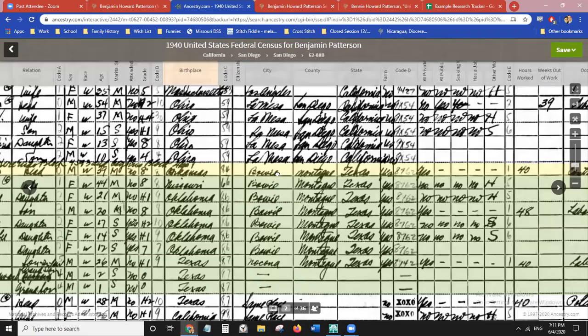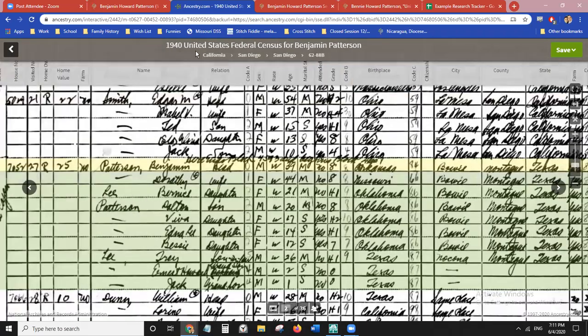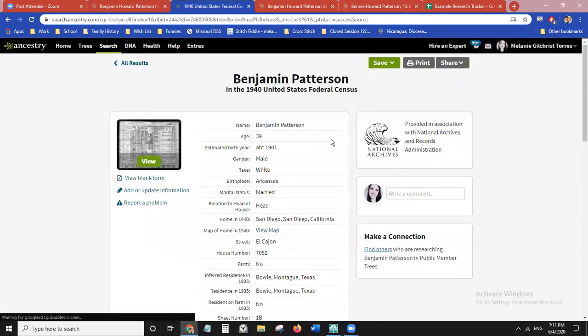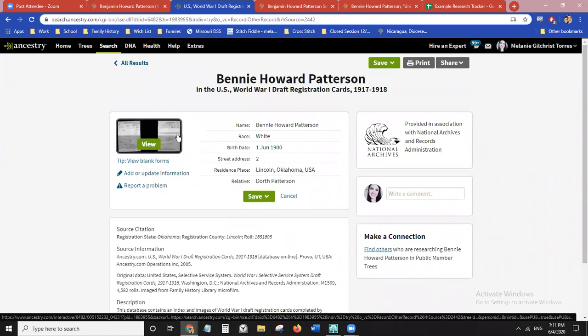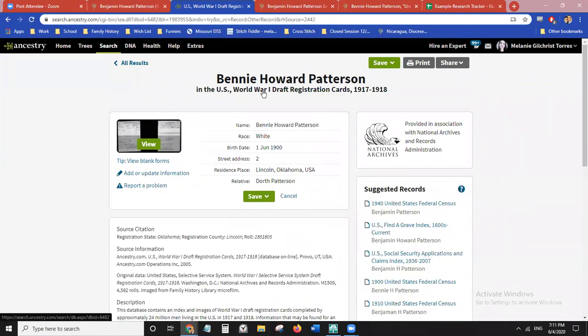Okay, so all that good information, and then we have Dorothy right here. So Dorothy's the wife, so we're going to look for a marriage record for him and Dorothy. Now, if we remember, FamilySearch is having a hard time pulling up this image, so I'm just going to go to it here on Ancestry.